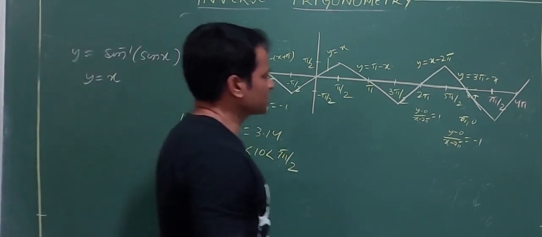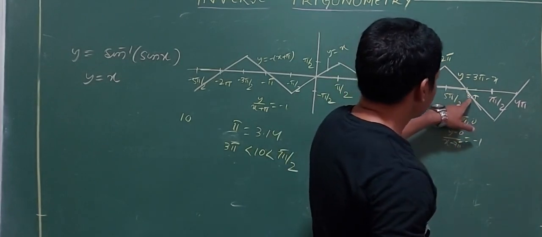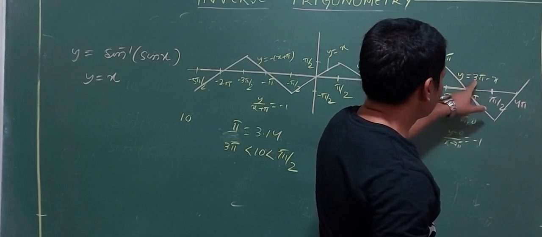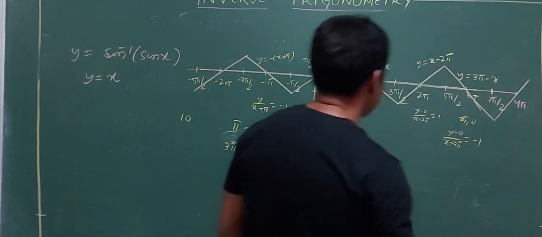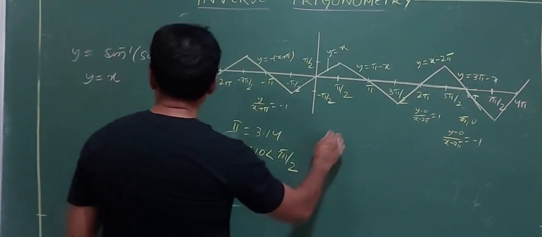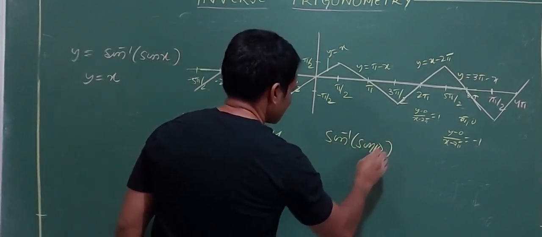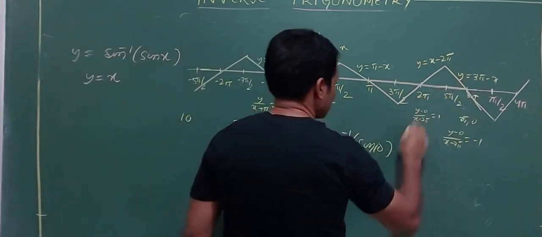Now go to the equation. For 3 pi to 7 pi by 2, what is the equation? Y is equal to 3 pi minus x. So sin inverse of sin 10 is equal to, this is x now, 3 pi minus 10.